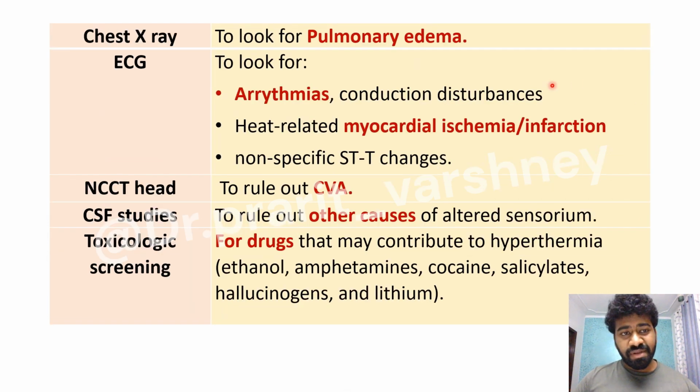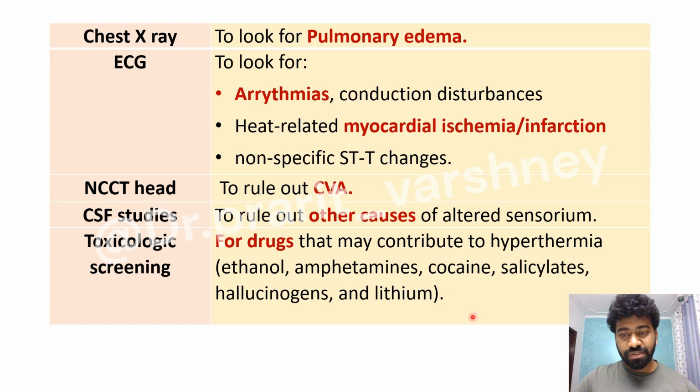Now, further examination, chest X-ray, we will get to look for the pulmonary edema. As in physical examination, we were looking for the crackles in chest examination. ECG, there might be arrhythmias, conduction disturbances, heat-related myocardial ischemia or infarction. There might be non-specific ST-T changes. NCCT to rule out CVA. As any unconscious patient, the CVA needs to be ruled out. Any infarct, any hemorrhagic stroke needs to be ruled out for unconscious patient brought to you in emergency.